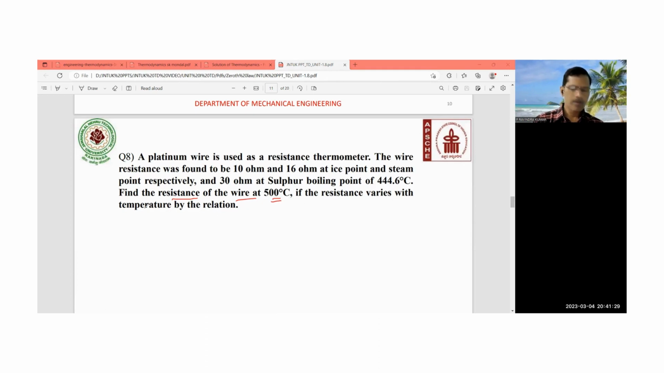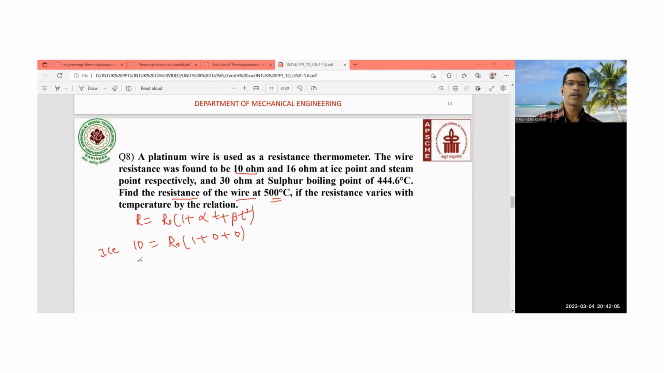So according to this calculation, you have to use this relation: R is equal to R naught into 1 plus alpha T plus beta T square. So this is the platinum wire resistance thermometer. At the ice point, it is given as 10 ohm. So at the ice point, 10 is equal to R naught into 1 plus 0 plus 0. The ice point is 0 degree centigrade, right?